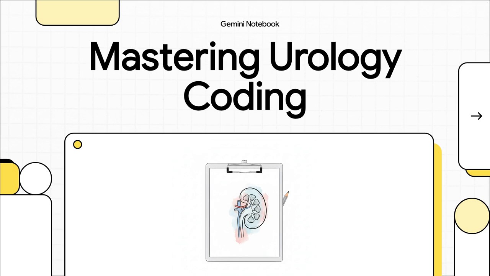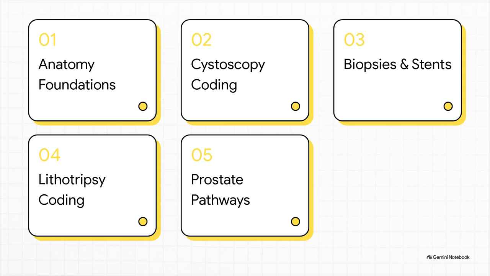Acting as your senior coding auditor and compliance educator, I want to give you a crystal clear, rule-based framework. We call it the Anatomy to Action Framework, and it's designed to literally map clinical anatomy straight to your coding actions, which is going to drastically reduce those frustrating claim denials. So here's our roadmap for today.